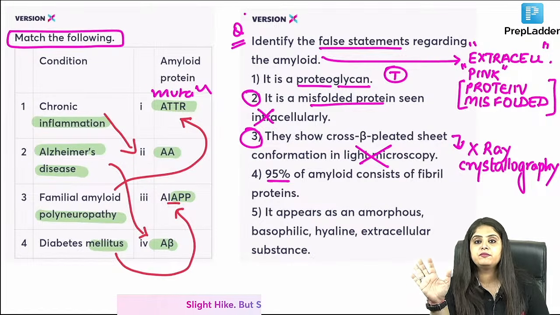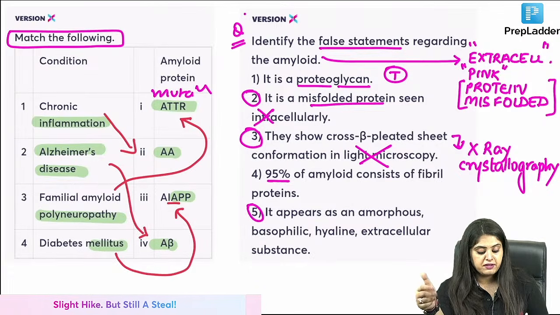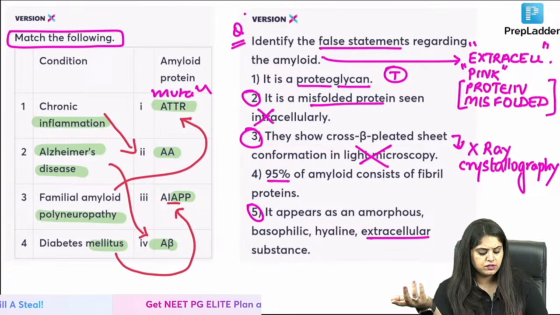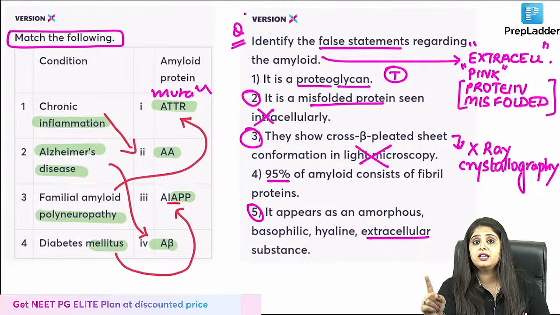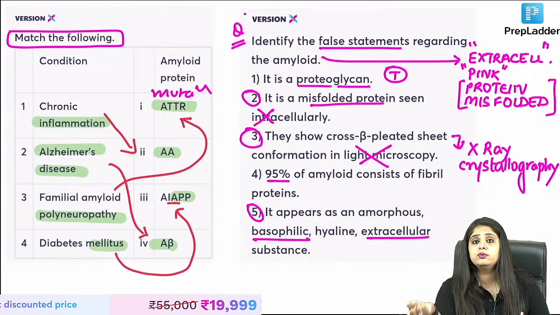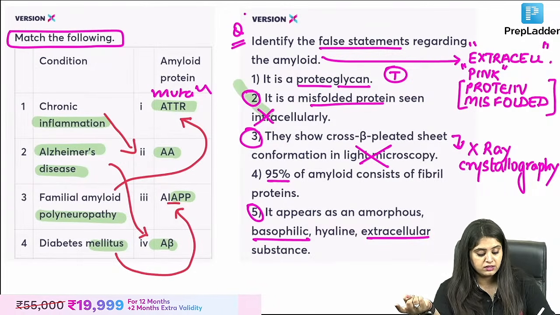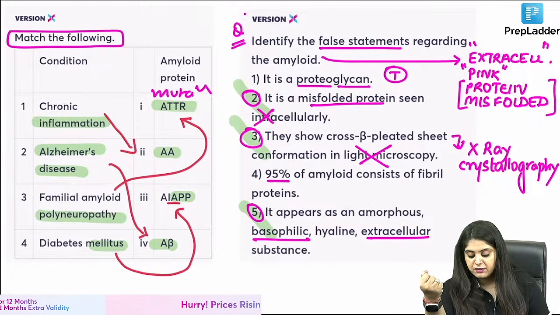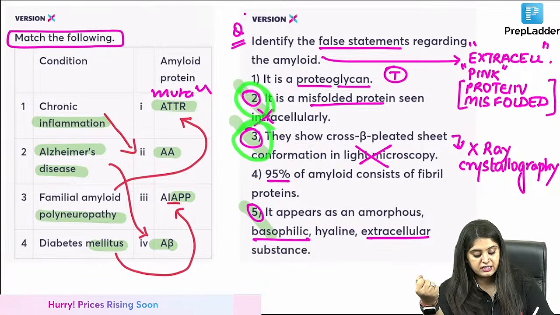95% of them are made up of fibrils. This is correct. Option 5, everyone said yes ma'am, you said extracellular. But then I said it is a protein. Protein has to be pink. They have written blue. So this is also wrong. Now tell me what are the wrong statements. 2, 3 and 5 are going to be wrong statements. Finally started getting the answers.